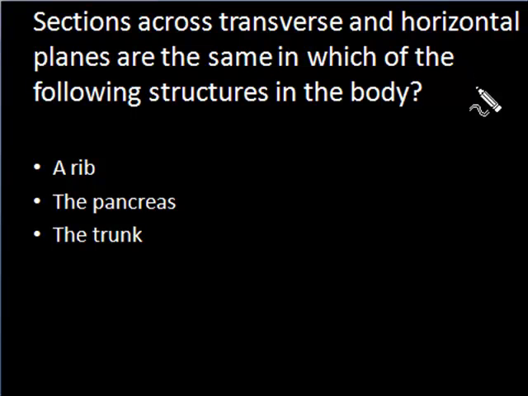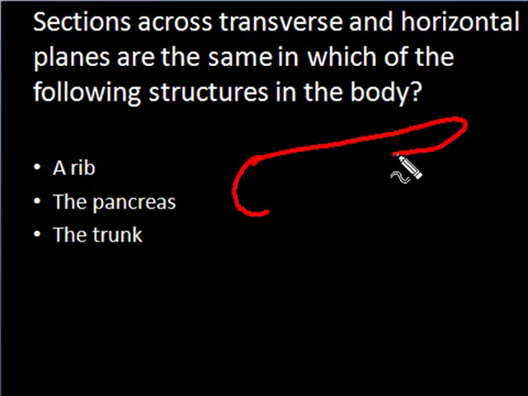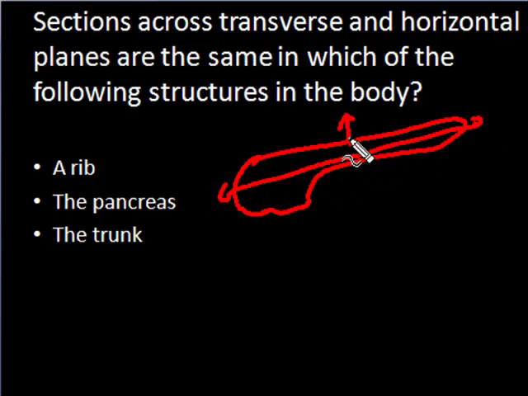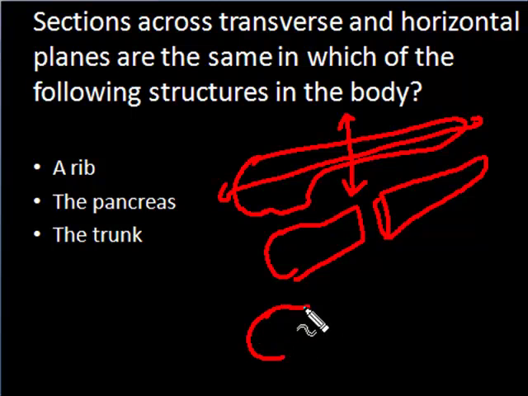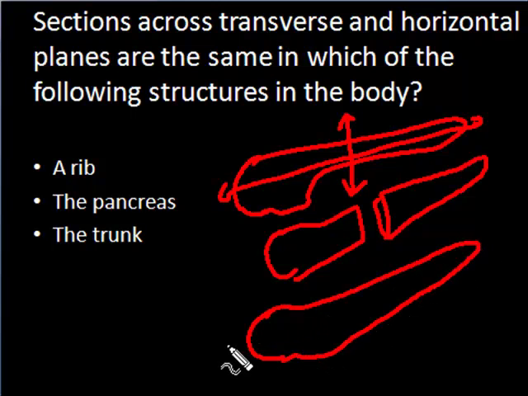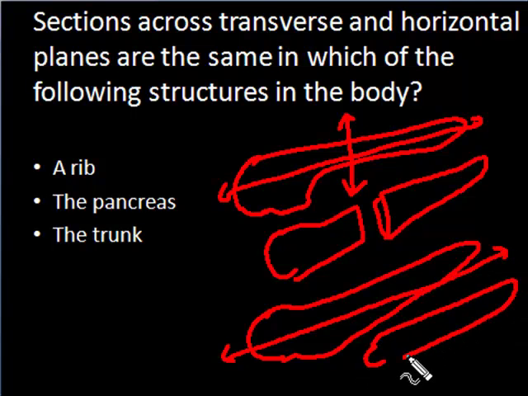Let's look at the pancreas. The pancreas is very similar to the ribs. The pancreas lies horizontally across the body, and again this is something which is given in your PowerPoint slide. So its long axis is this way, and a transverse section will divide it here into two parts. A horizontal section, on the other hand, will go from front to back and divide it into an upper and a lower portion. So you can see they are different.